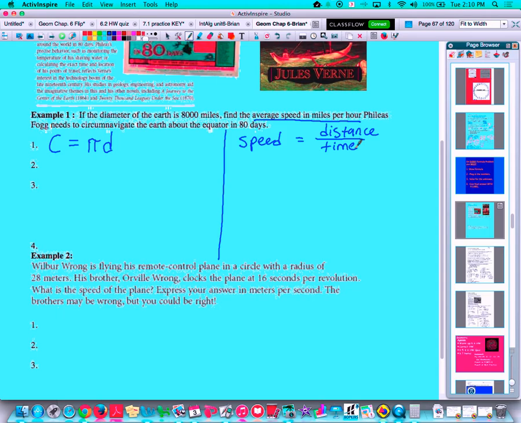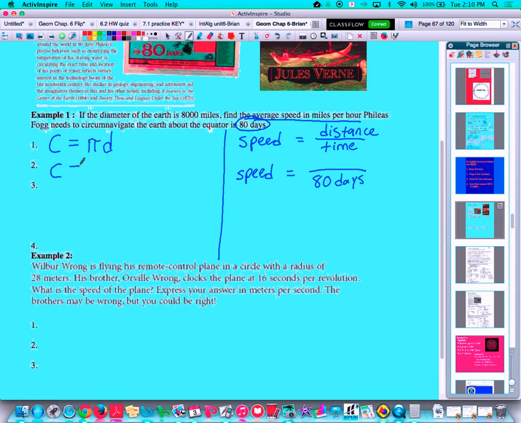So at the end of this problem, we need to calculate the speed. In order to calculate the speed, we need a distance and we need a time. Well, we actually already have the time. So if speed is equal to distance divided by time, we know the time. It's given for us in this problem. It is 80 days. Now, we can come up with another unit for time, but at the beginning of this problem, we have a time listed as 80 days. So what we really need is the distance, the distance around the equator. Well, the distance around the equator is going to be the circumference of the Earth.